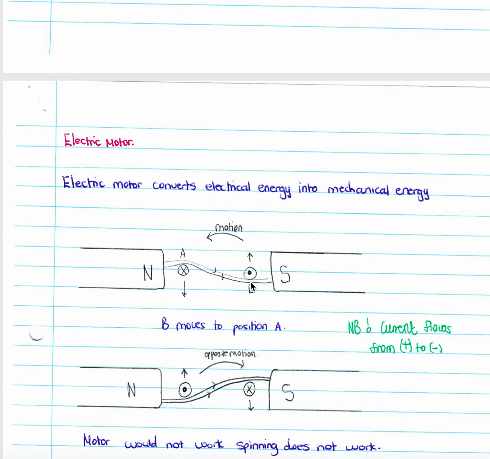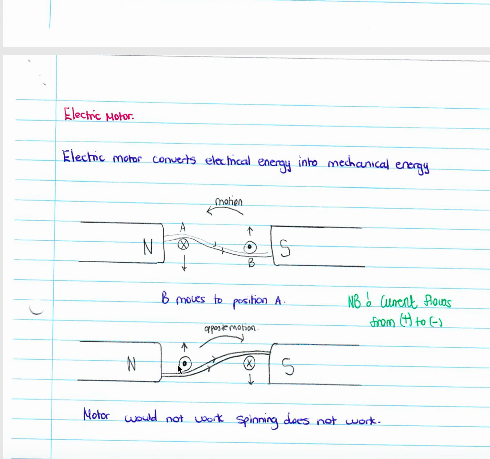This causes an upward force on the right and a downward force on the left, causing a motion to move anti-clockwise. B moves to position A, and A moves to position B. You must always remember that your current flows from positive to negative if you are ever given it in terms of positives and negatives and not in terms of the direction of flow of current.